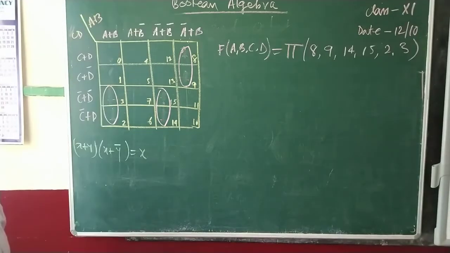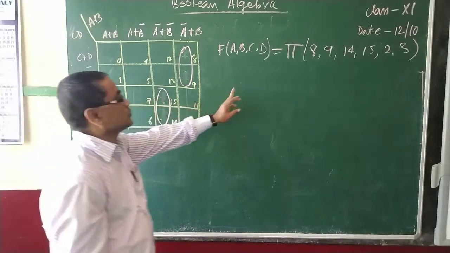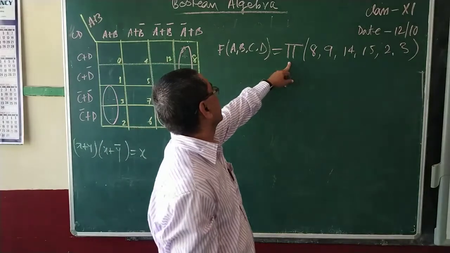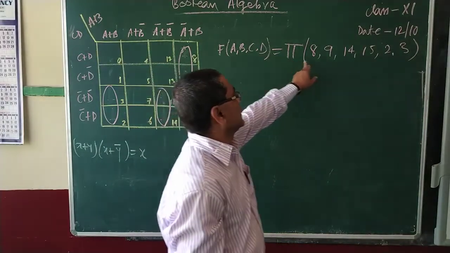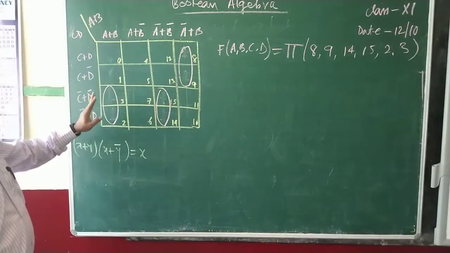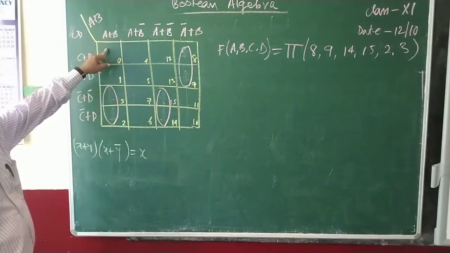Now see, the same sum I have changed into product of sum format. So this one, ABCD, the symbol is changed. Now the values are the same only. Now you see here, the symbol is changed. See here, our diagram also changed.